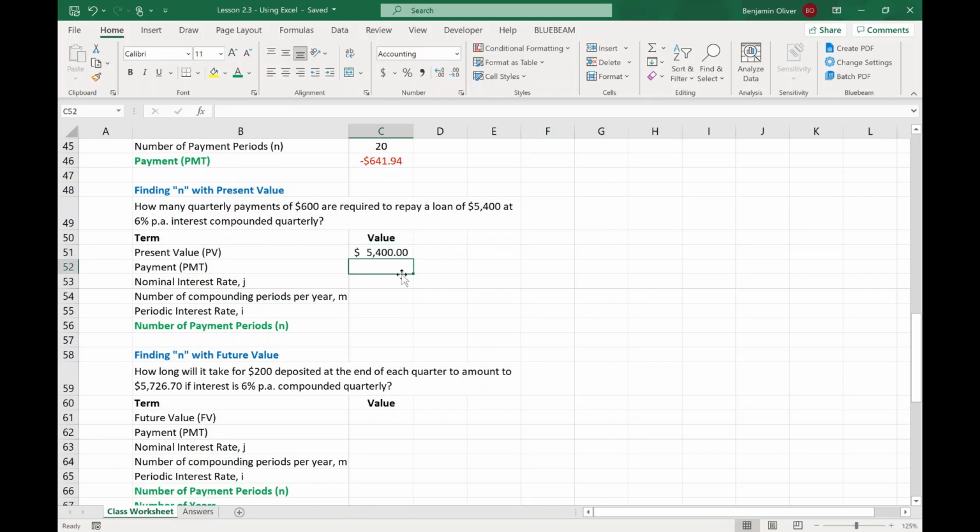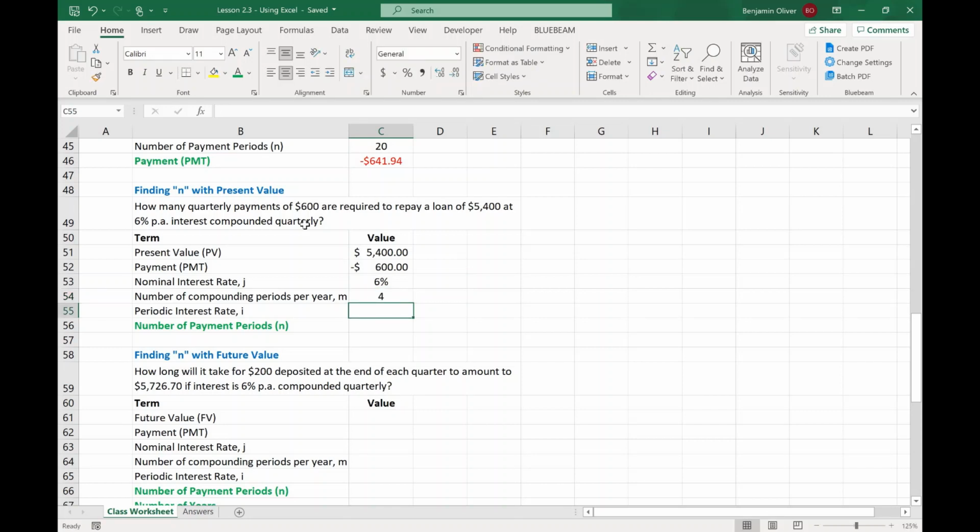Again, I have that as accounting. Our payment, I also have it as accounting, okay, because we know what our payment is this time. Our payment is $600, okay? So remember, payment is an outflow, so you can type negative 600 because it's leaving. Our nominal interest rate given in the question is 6%, okay? So again, I'll go up here and I'll select percentage and type in 6 as the percent. Our number of compounding periods per year, it's compounded quarterly. Okay, so that means 4.